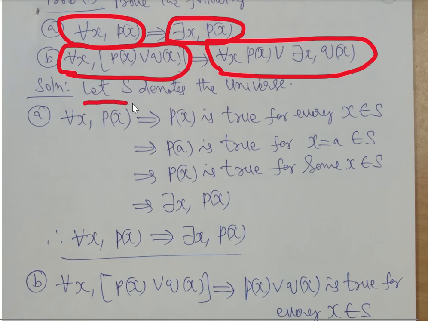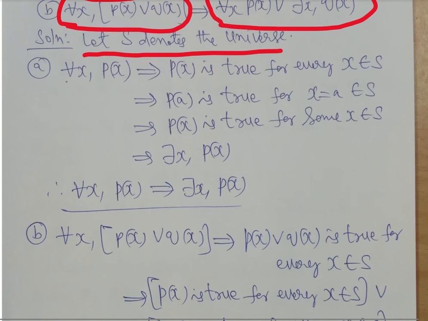So assume S is the universe, because for any inference to be drawn we should have a universe. So let us assume S as the universe. Let us consider the given statement, for all x, P of x. That implies P of x is true for every x belonging to S. That is the meaning of for all x, P of x. So P of x is going to be true for every x that belongs to S.